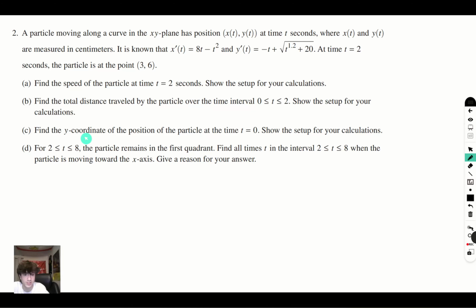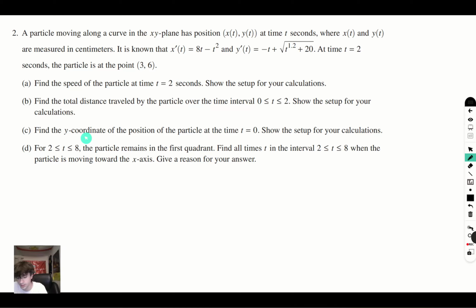Now let's look at part C. Find the y-coordinate of the position of the particle at time 0. That would have been a lot easier to do if I hadn't just deleted how much the position had changed, but we can just do that again.